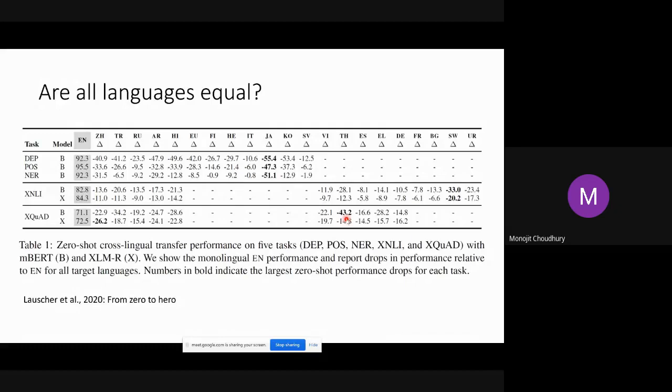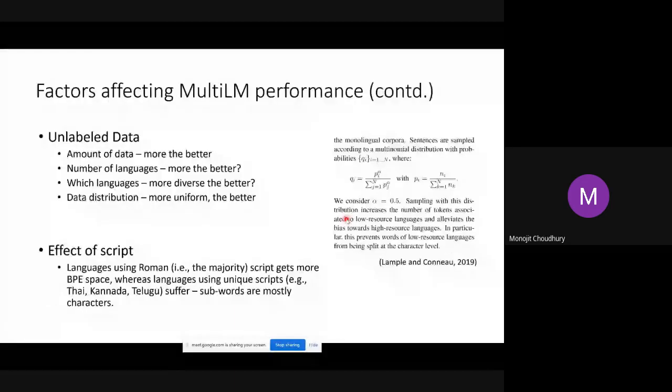When we say things work, we have improved, but there is still a lot of scope for improvement, and still a lot of things that we don't understand. So let's try to make some guesses. What are the things that might affect this transfer? An obvious guess that many of you might have is the amount of unlabeled data that you use for pre-training. Typically, the more data you have in a language, the better. What about the number of languages?